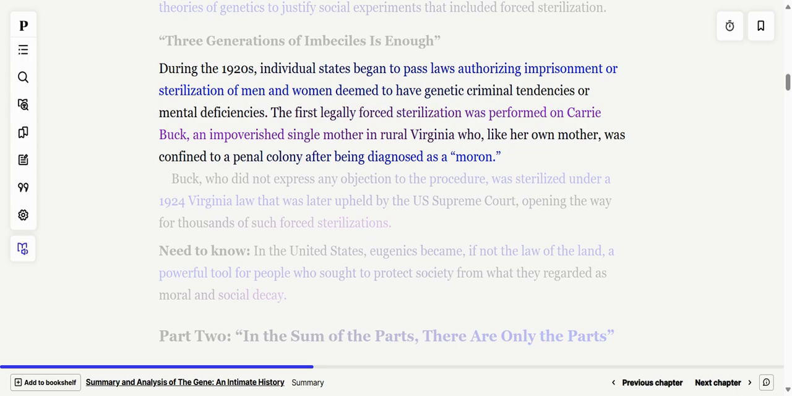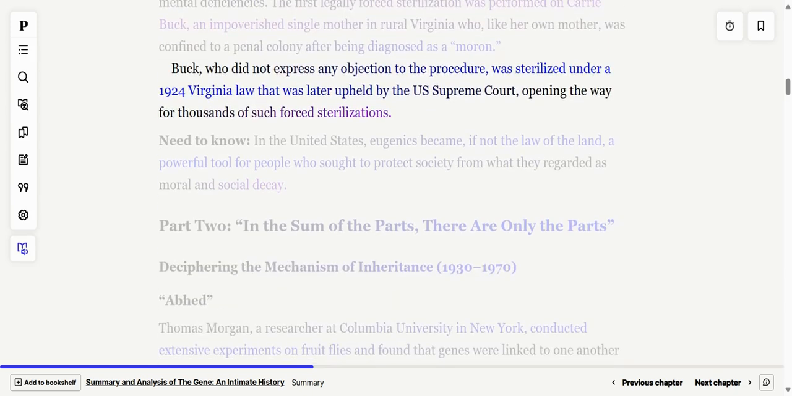Need to know: in the United States, eugenics became, if not the law of the land, a powerful tool for people who sought to protect society from what they regarded as moral and social decay. Part 2. In the sum of the parts, there are only the parts. Deciphering the Mechanism of Inheritance, 1930 to 1970.